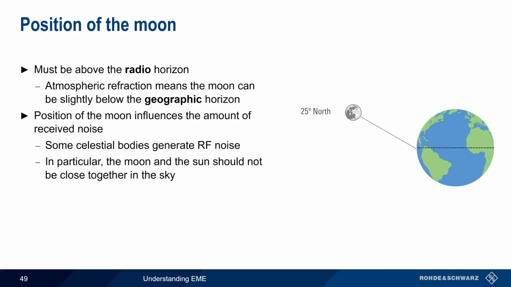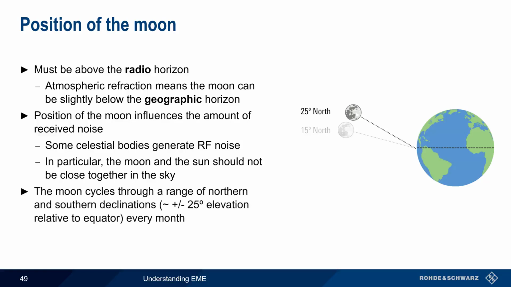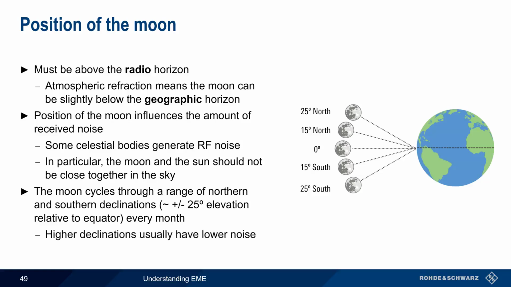Declination is the elevation of the moon relative to the equator. The moon moves through a declination range of approximately plus to minus 25 degrees over the course of a month. Generally speaking, the higher the declination, the lower the received noise.